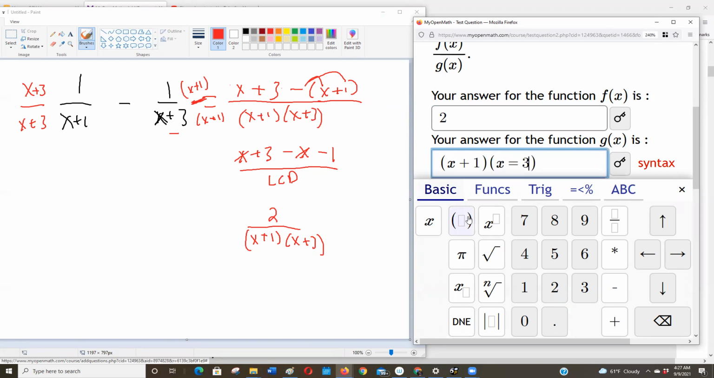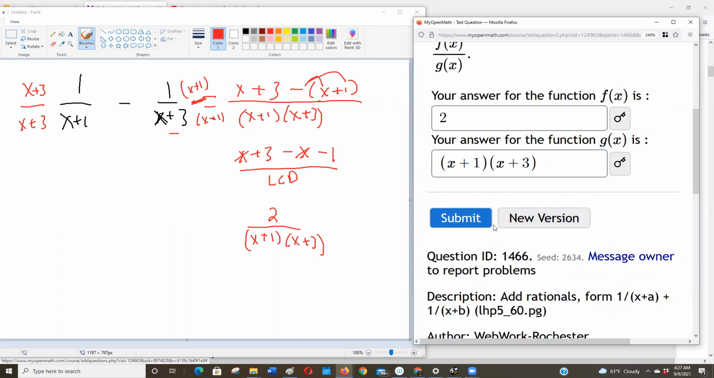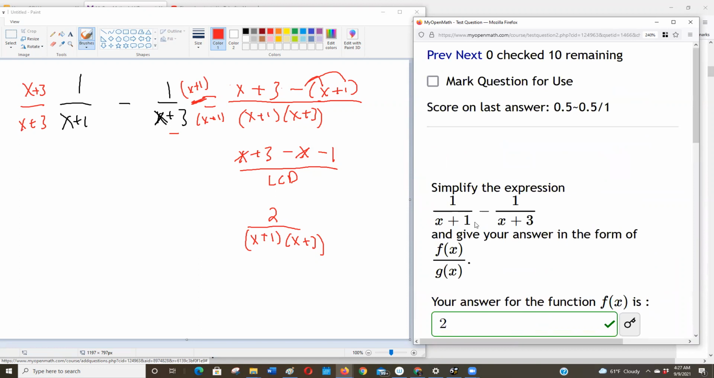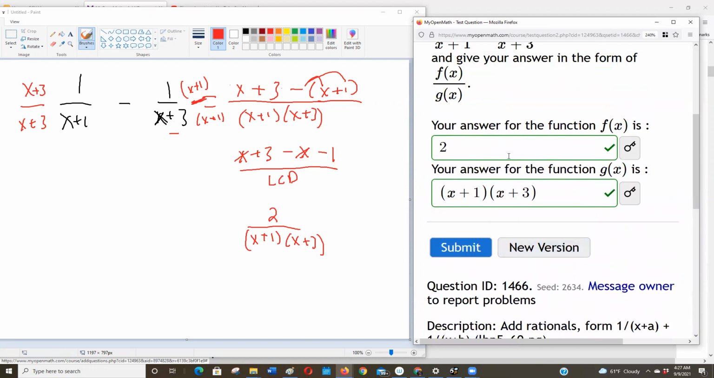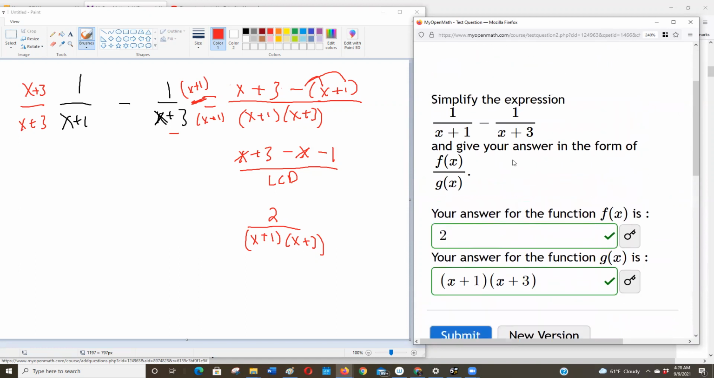Whoops, it was giving me syntax errors because I have some fat fingers here, and then submit. Let's see if I get it right. Woohoo. Okay, so they are looking for the whole thing in one of them.